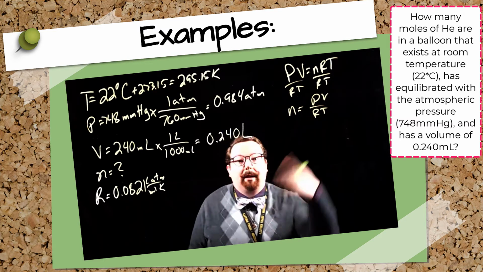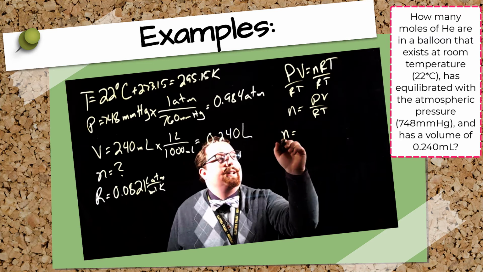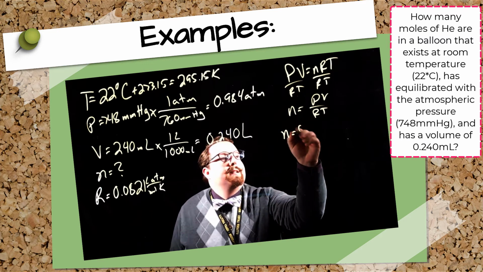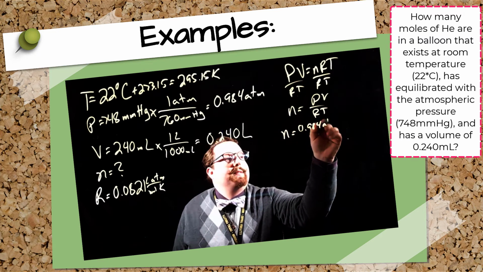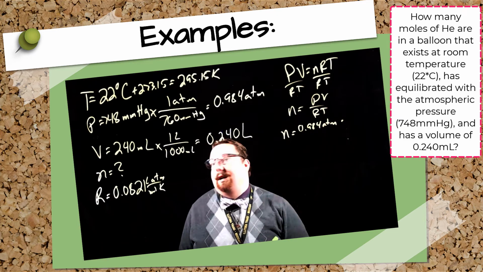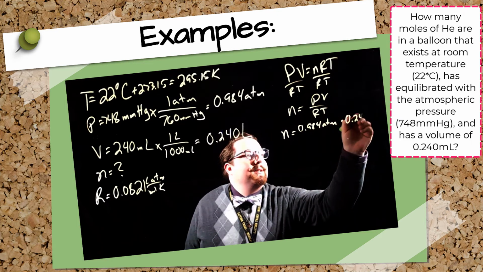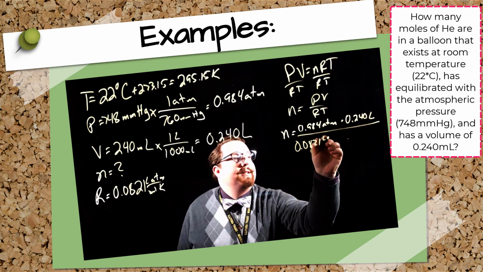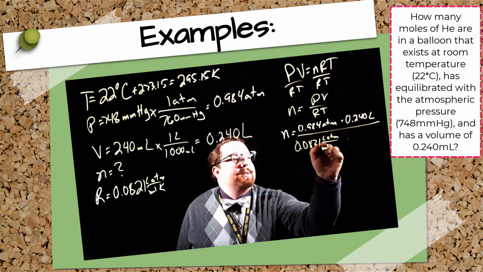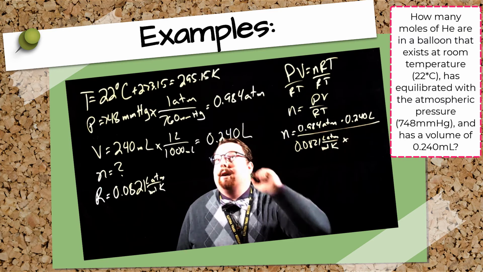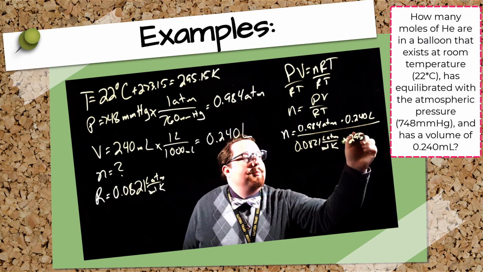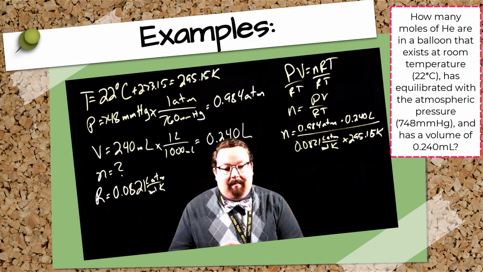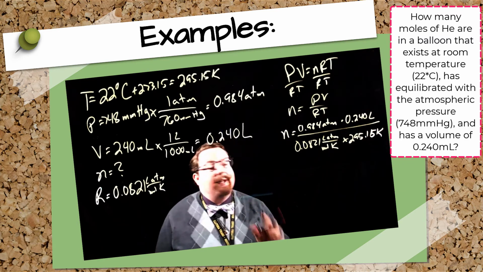Plug our numbers in. We get n equals pressure of 0.984 atmospheres times the volume of 0.24 liters, all divided by 0.0821 liter atmospheres per mole Kelvin, times our temperature, which is 295.15 Kelvin. Now, before you take the time to punch it in your calculator, make sure the units cancel out right.